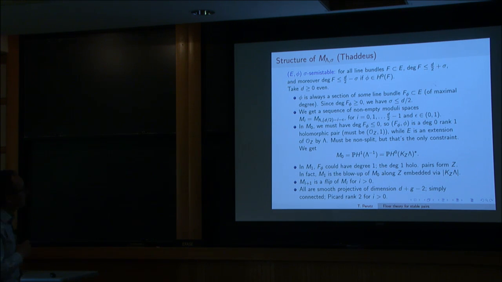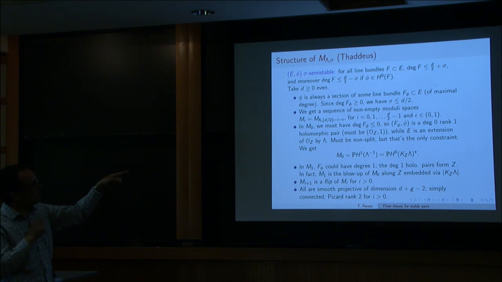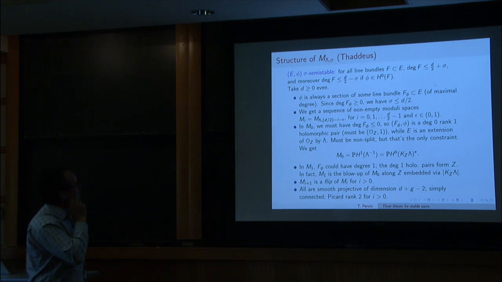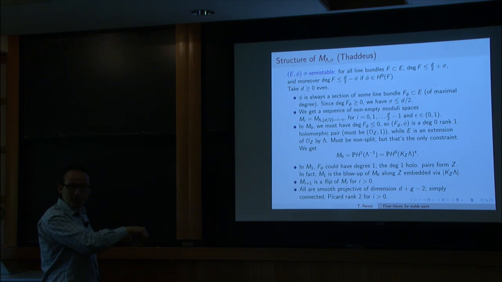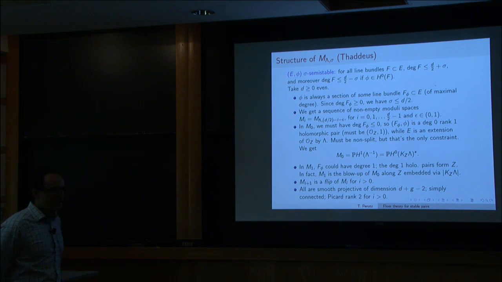Of course this condition depends on sigma, but not that much. The degree is an integer, D over 2 is also an integer if D is even, and so wiggling sigma a little bit won't change anything typically. So for convenience, I'll take D non-negative and even.